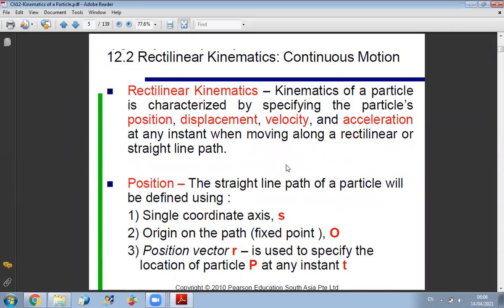Now, in rectilinear kinematics, we will learn how to define position, displacement, velocity, and acceleration at any instant in time when moving along a rectilinear or straight line. So this is the easiest type of motion.